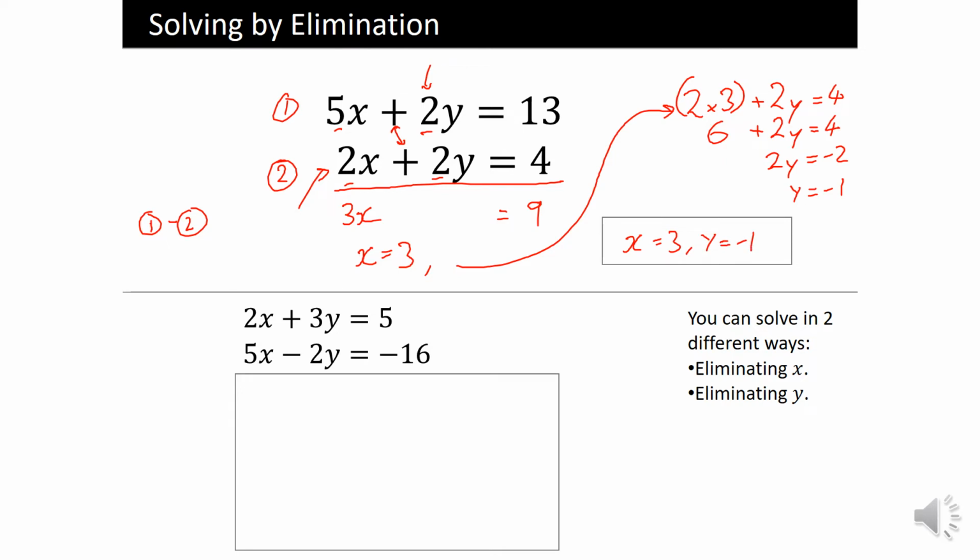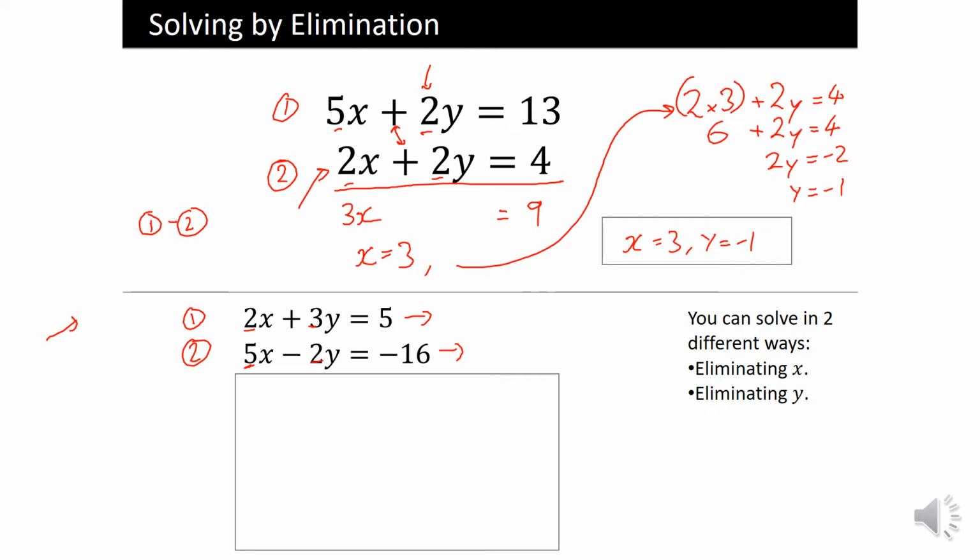Okay, let's have a go at this one. Slightly harder elimination question because we can see none of the coefficients match, so our x's and our y's don't match. So what we need to do is come up with a way to make them match. So what we need to do is let's try and get the y's to match. So we need to multiply equation 1 and equation 2 by something to make it so the coefficients match.